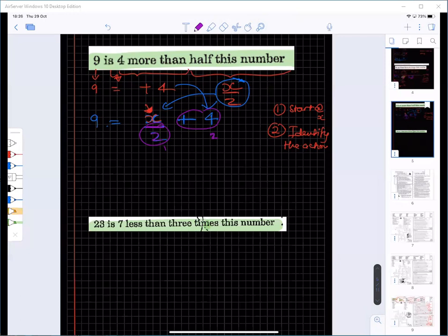Opposite of add 4 is? Minus 4. And what's 9 minus 4? 5.